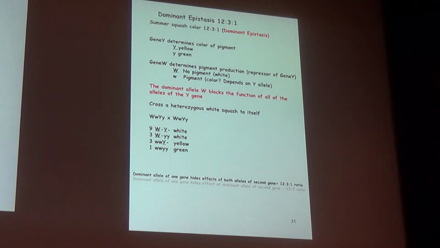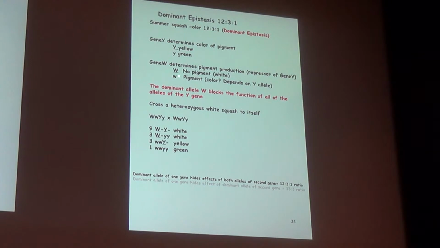Okay, now we're going to look at mutations that are dominant. So let's look at color in plants, in the squash. Let's say gene Y determines the color of the pigment. It's an enzyme that will basically determine whether the color is yellow or green. If it's wild type Y, you get yellow color. If it's recessive y, you will get green.